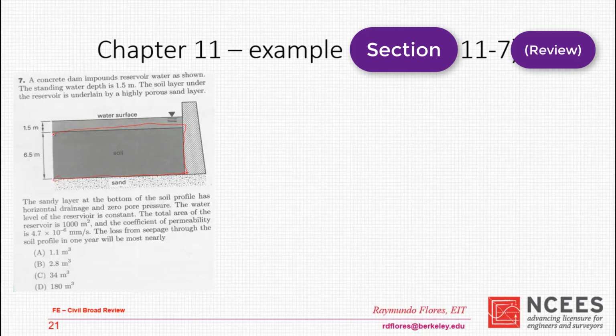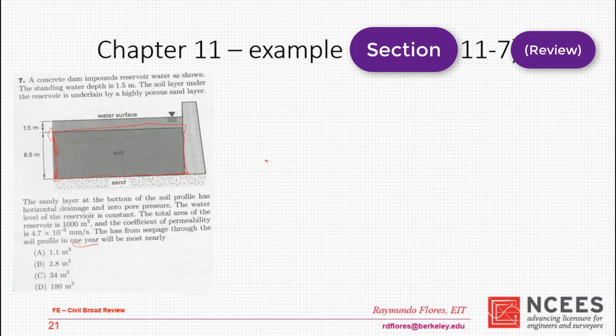Because this is supposed to go through the sand, right? Through the soil, then we have a certain discharge, right? And so we're going to find out how much volume goes through that in 1 year, right? So let's determine what that is.